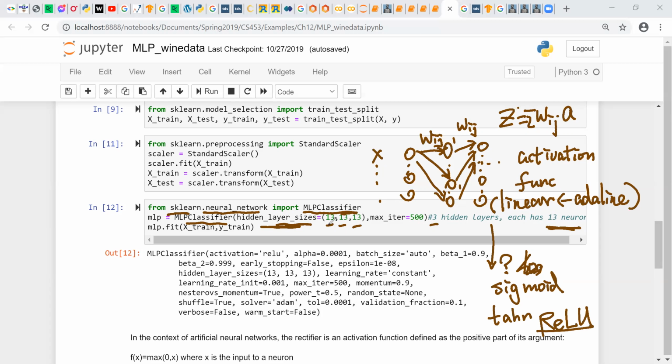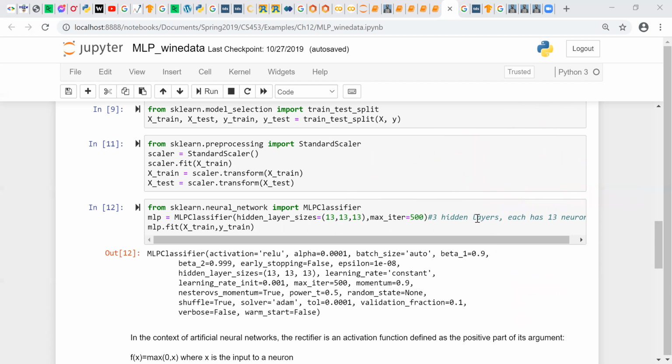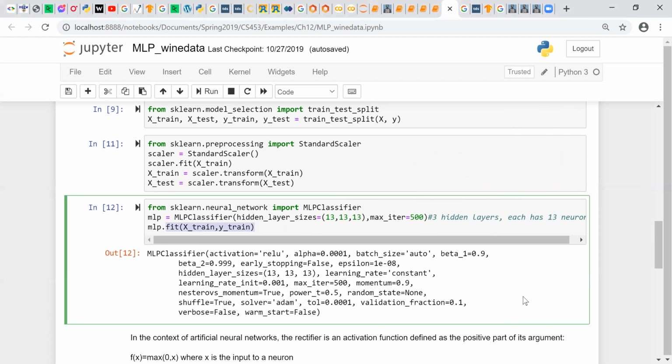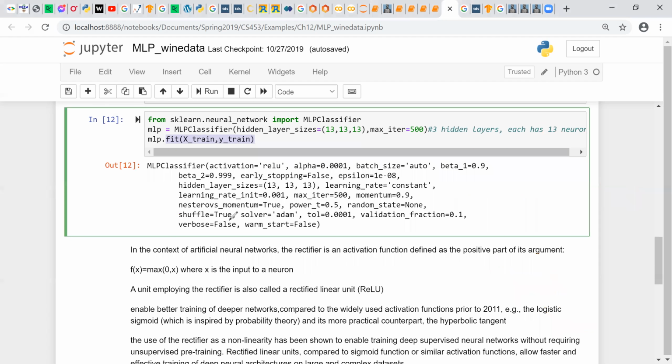So here we have 3 hidden layers, and you also specify the neurons, and this is the maximum number of iterations. Then you fit the model with the training data. Let's look at the classifier's default settings. For the activation function we didn't specify, so by default it uses ReLU, the rectified linear unit.